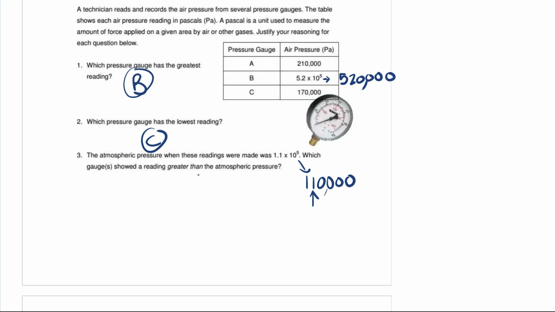Were there any gauges that showed a pressure reading greater than the atmospheric pressure? Yes, all of them. Which makes sense. It's really uncommon to have negative pressure unless you're doing some barometric experiments of some kind or in special chambers or vacuum chambers and so on. So there we go. They all had a reading greater than the atmospheric pressure.